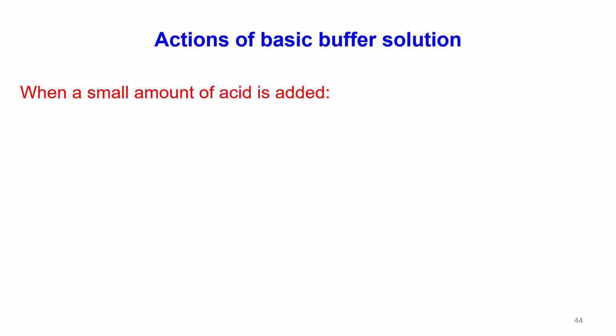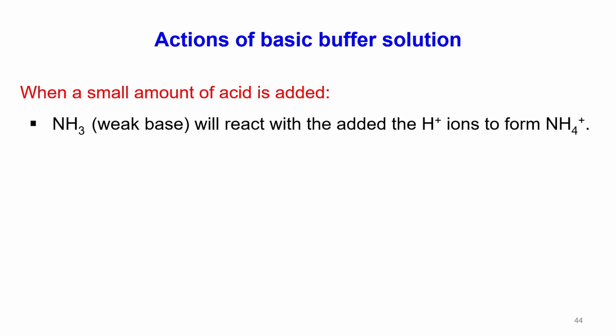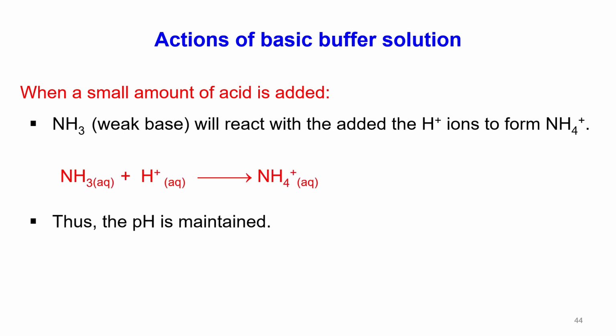When a small amount of acid is added, the weak base will react with the added H+ ion to form NH4+. So when we add H+, H+ is an acid, so the acid will react with the base. The base is the weak base. So we get NH4+. Thus the pH is maintained.